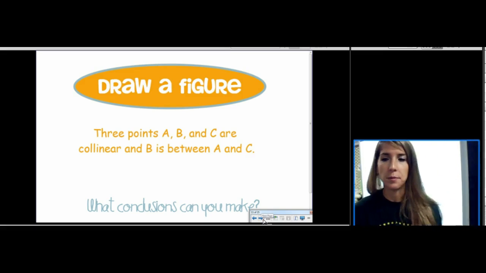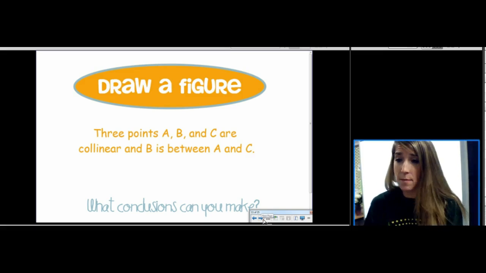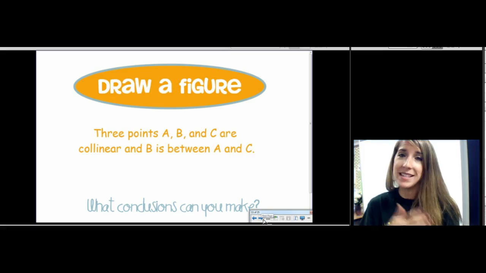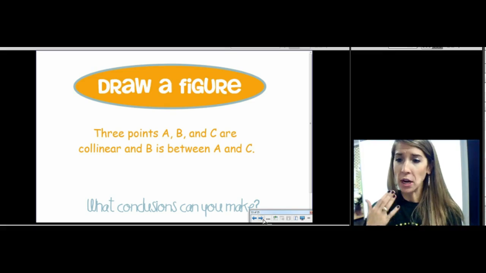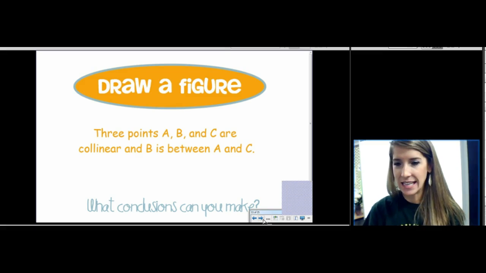Okay, draw me a figure. I have 3 points, A, B, and C. They're collinear, which means they lie on the same line. And B is between A and C. Draw me a picture. Raise your hand if you put B right smack in the middle between A and C.